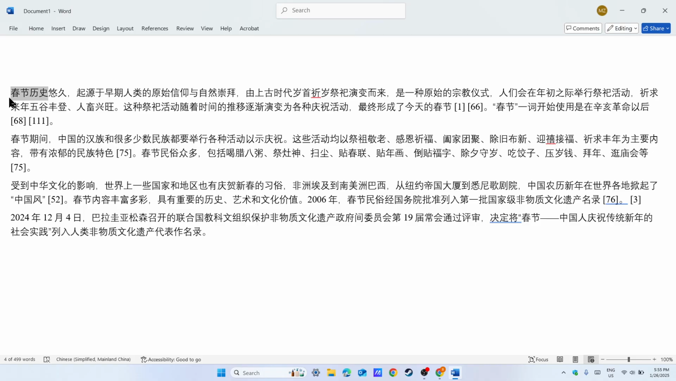Okay, the history of the Spring Festival. You can look at this phrase. This is a four-character phrase. 春节 is Spring Festival, and it modifies this phrase, which is the history. So Spring Festival history, or you can say the history of Spring Festival. These four words mean the history of Spring Festival or Spring Festival history.